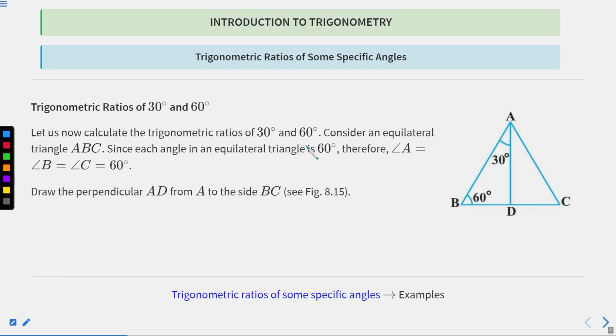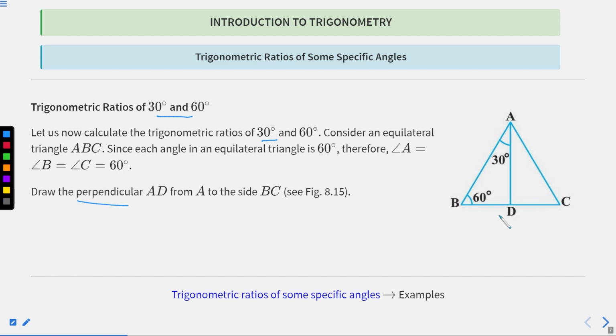Now trigonometric ratios of 30 degree and 60 degree. Let us calculate the trigonometric ratios of 30 degree and 60 degree. Here we consider an equilateral triangle ABC, and since each angle in an equilateral triangle is 60 degree, angle A, angle B, angle C are all 60 degree. Now draw the perpendicular AD from the point A to the side BC, as shown in the figure.